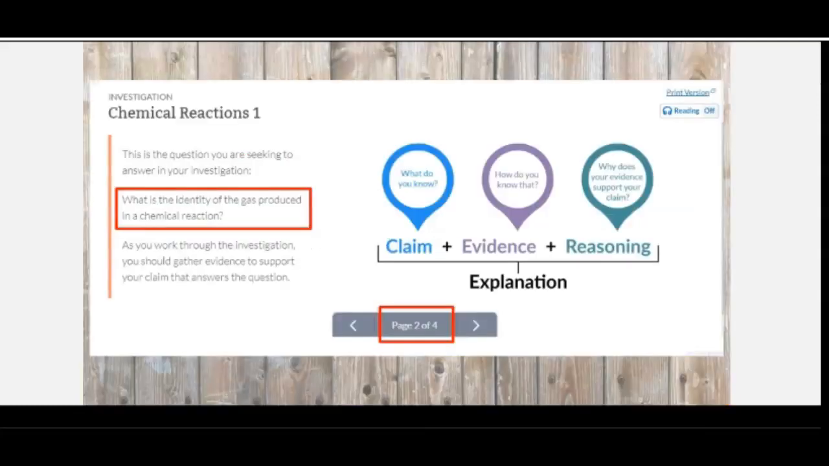All right, so other important things that you might want to note. What are we looking at doing today? What is the purpose of the experiment? This is always question number 1. We're trying to identify the gas that's produced in a chemical reaction. Okay, so that's the purpose. That's on page 2 of 4, so you may want to make a note there.